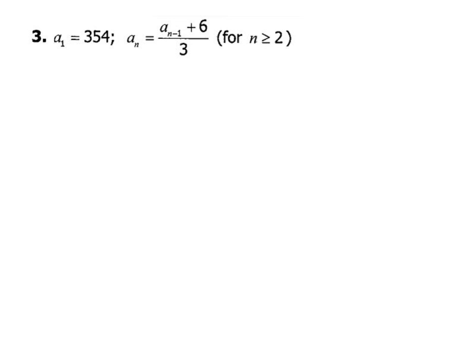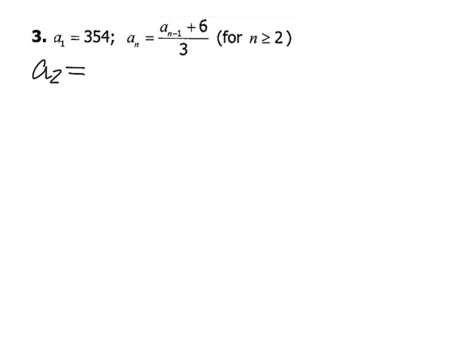So number 3. We're given that our first term is 354, and we're given a rule here. We're saying that the nth term, or the next term, is equal to the previous term plus 6 divided by 3, for n is greater than or equal to 2. Because we're given the first term, we want n, or the term number, to be 2 or more. So we want the second term, the third term, the fourth term, and so on and so on.